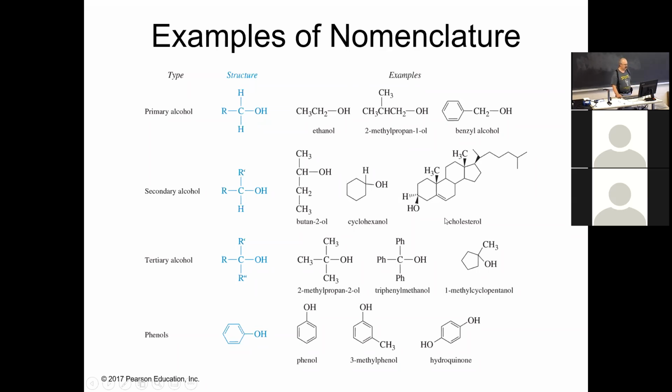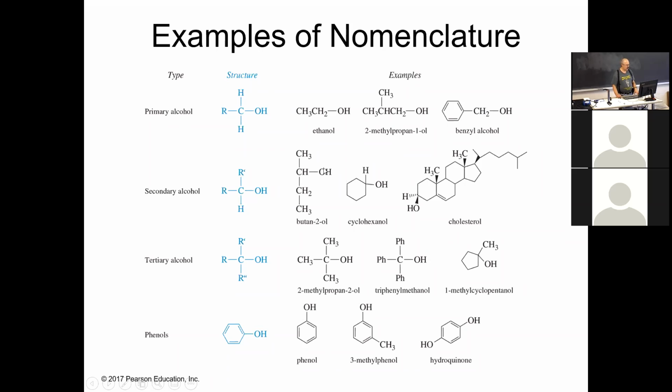So here are several examples of names. For primary alcohols, 2 carbons is ethane, so we drop the E. This becomes ethanol. We don't have to number the location for ethanol. This is 2-methylpropan-1-ol. And this is what's called benzyl alcohol. That is distinct from phenol. Notice the extra CH2 here. Benzyl alcohol reacts very differently from phenol.